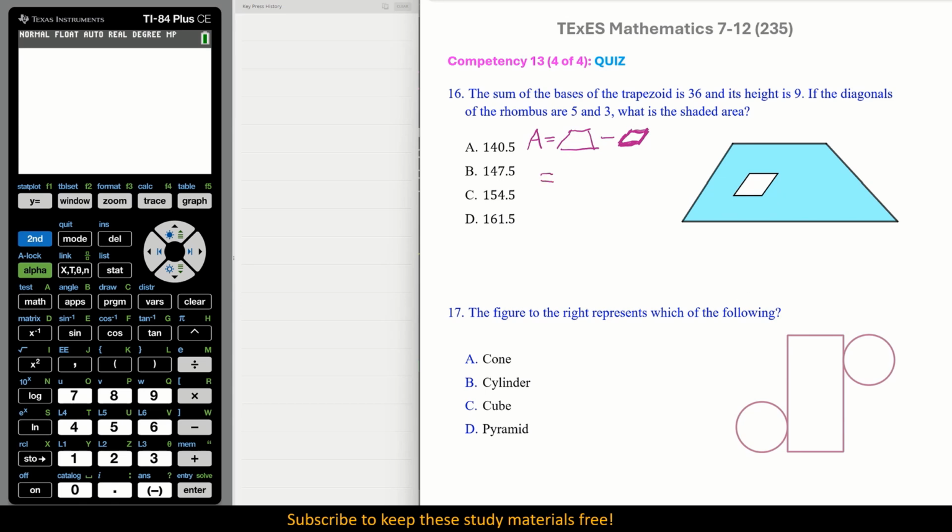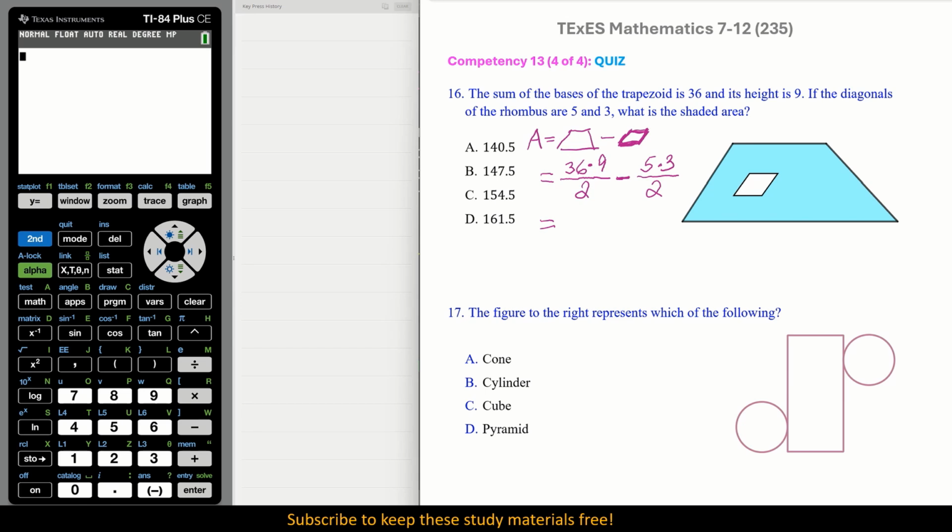So what do we do? We will take what we know to be the area of a trapezoid, which is the two bases added together times the height of 9, divided by 2, minus, for the rhombus, 5 times the 3. Remember, the diagonals, we multiply those together and also divide by 2. Okay, so what does that give us? Well, let's just put that in the calculator, and it looks like all of our options are halves.